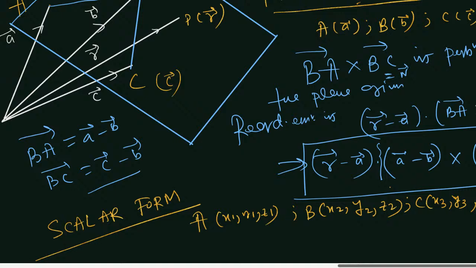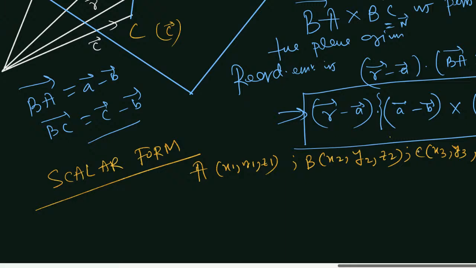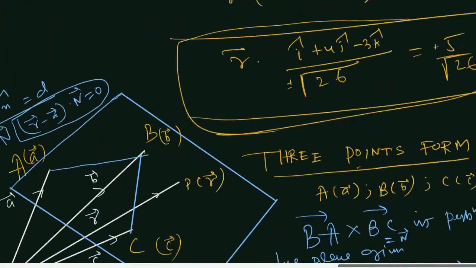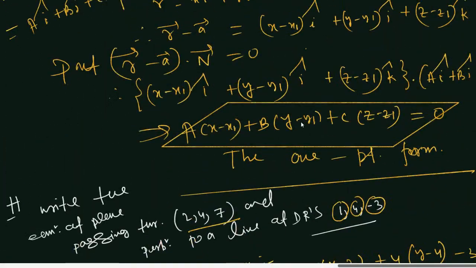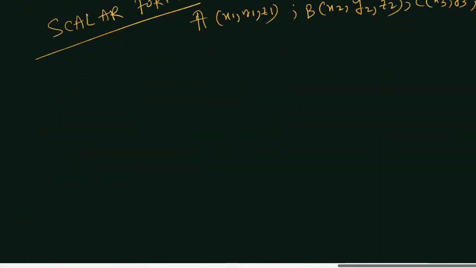Okay? Scalar form. Three points are given, so you start in this manner. In this form, one point is known, and A, B, C are not known, but we can assume. Let the plane be, solving.